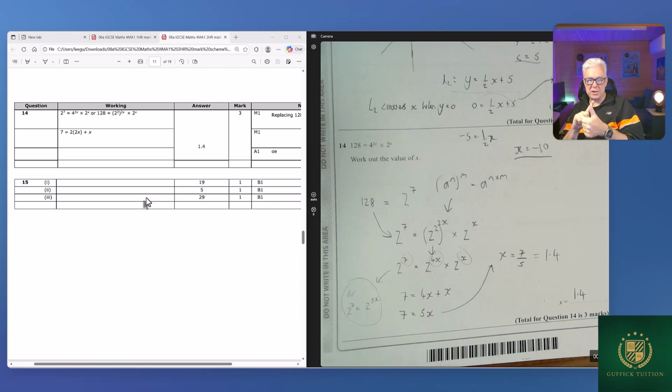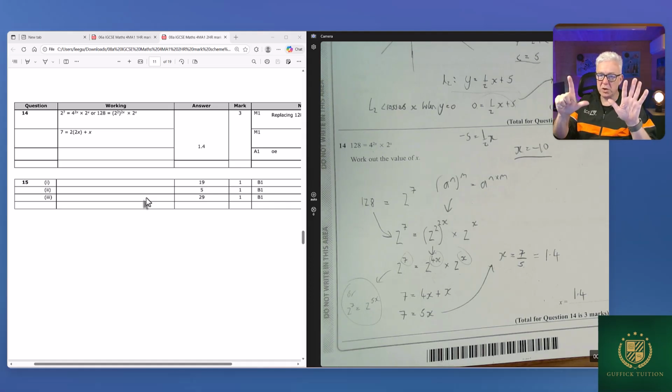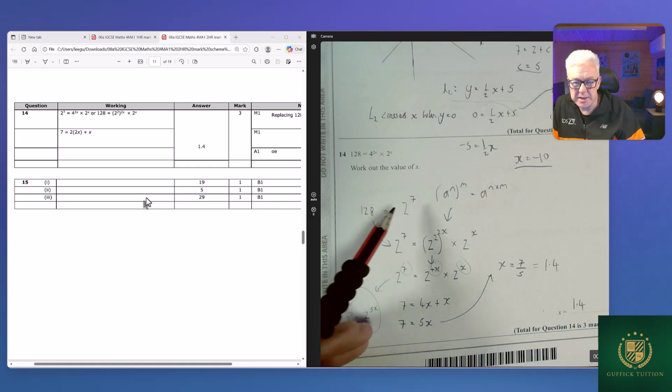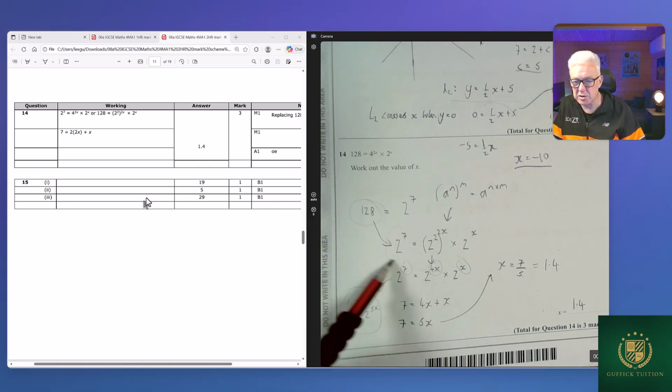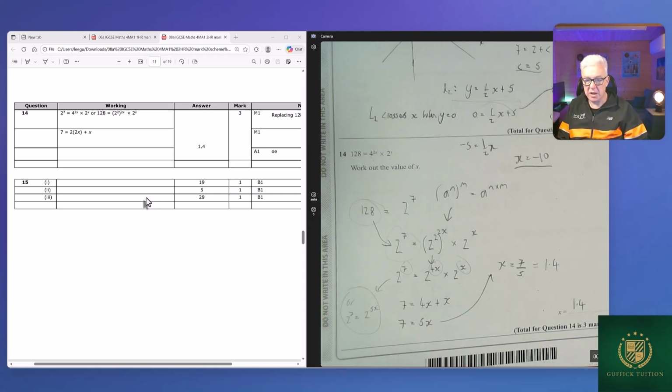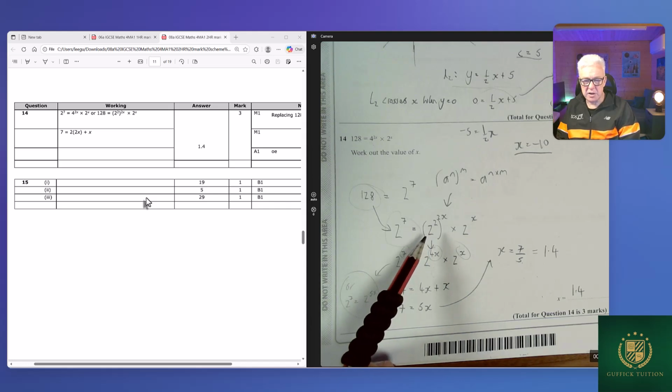We've got 2 to the 1 is 2, then 4, then 8, then 16, then 32, then 64, then 128. So therefore 128 is 2 to the power 7. That's because what we want to do in this question is express everything as a power of 2 so that we can then compare all of the powers the numbers are raised to. So that's step 1. We've rewritten 128 as 2 to the 7. So now we need to rewrite 4 to the 2x as 2 to the something. Well, 4 is 2 squared. So we can write it as 2 squared to the power of 2x.